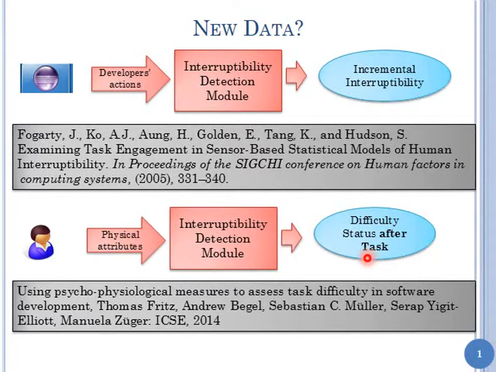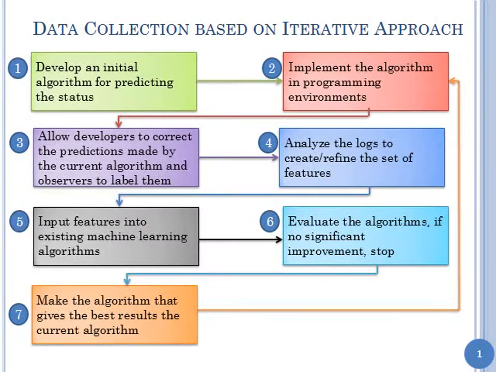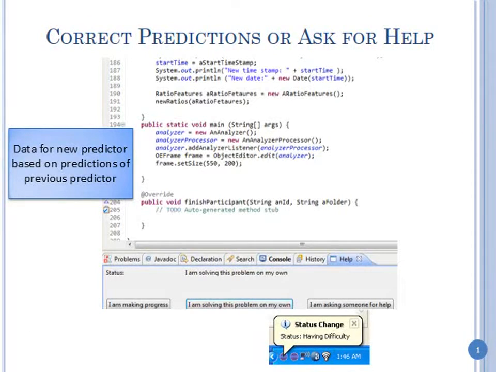This means that we have to use a fundamentally different technique for gathering difficulty status. The approach we used was based on an iterative plan in which data for a new predictor was based on corrections made to the predictions made by a previous predictor. Let us see this approach in action. Here, the tool from a previous iteration predicts a difficulty.